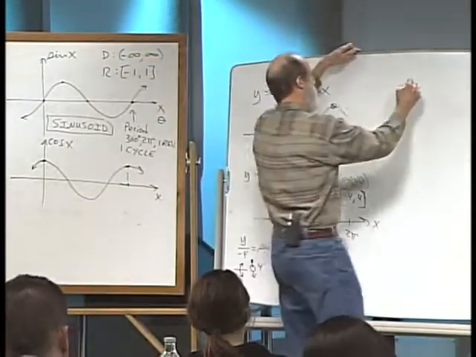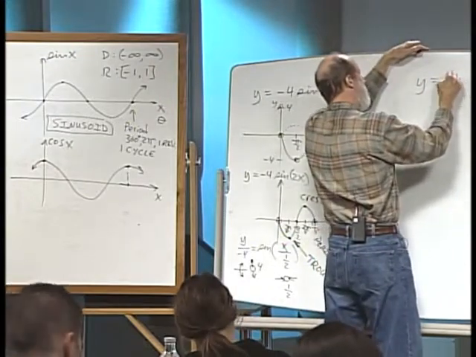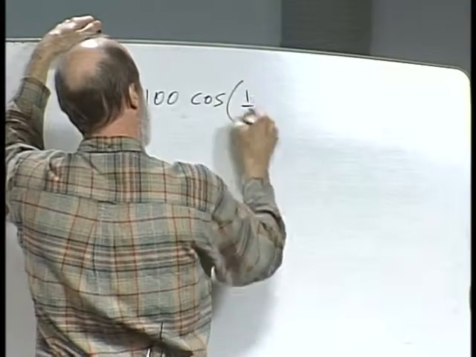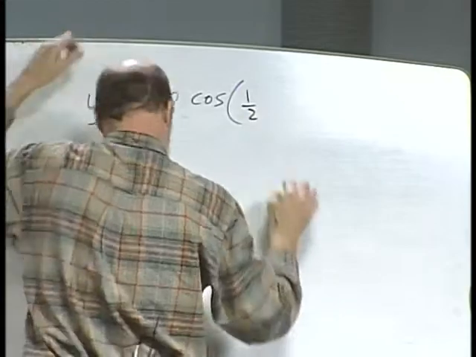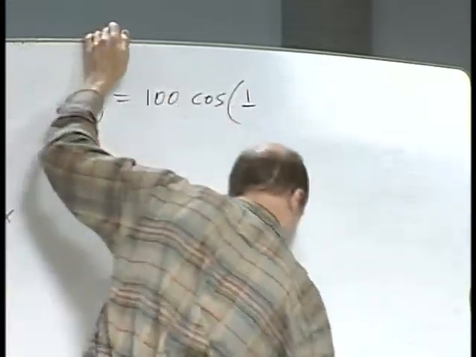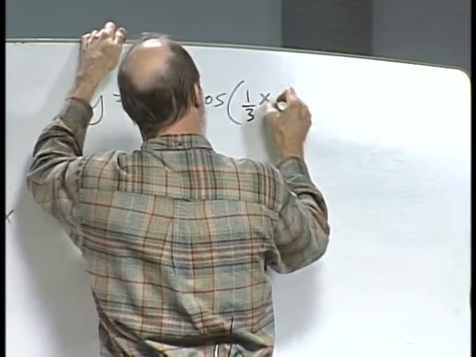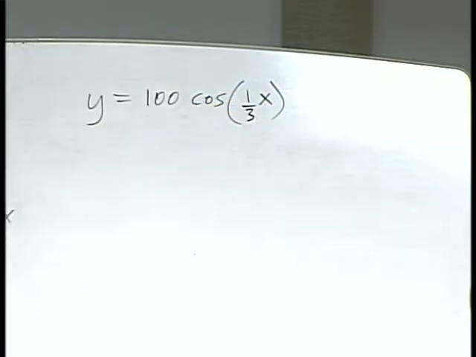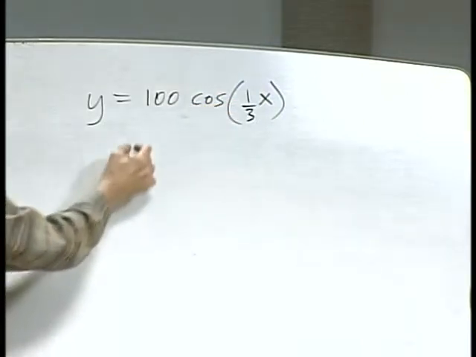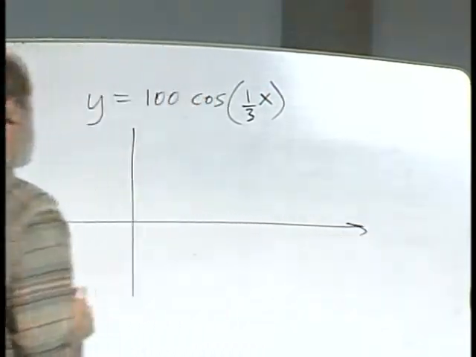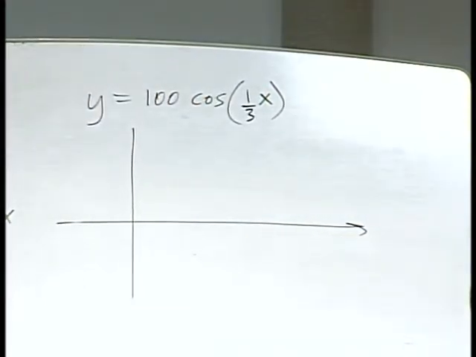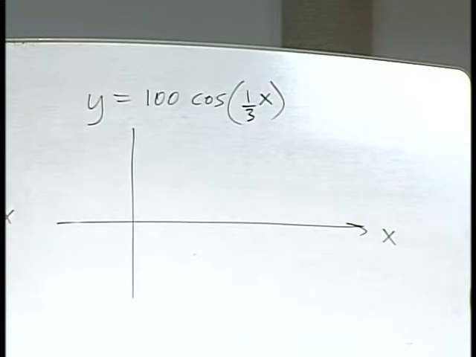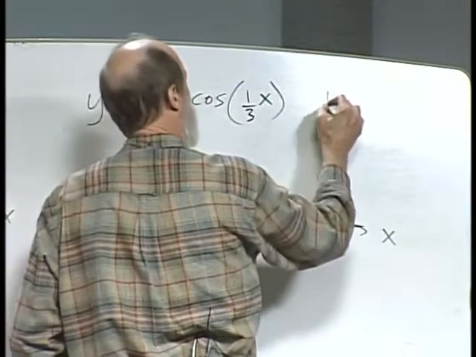Okay? Sketch this one. Now I'm going to make it x over 3, which can be written as x over 3, or it can be written as 1/3 of x. Sketch that. I want you to observe the following.